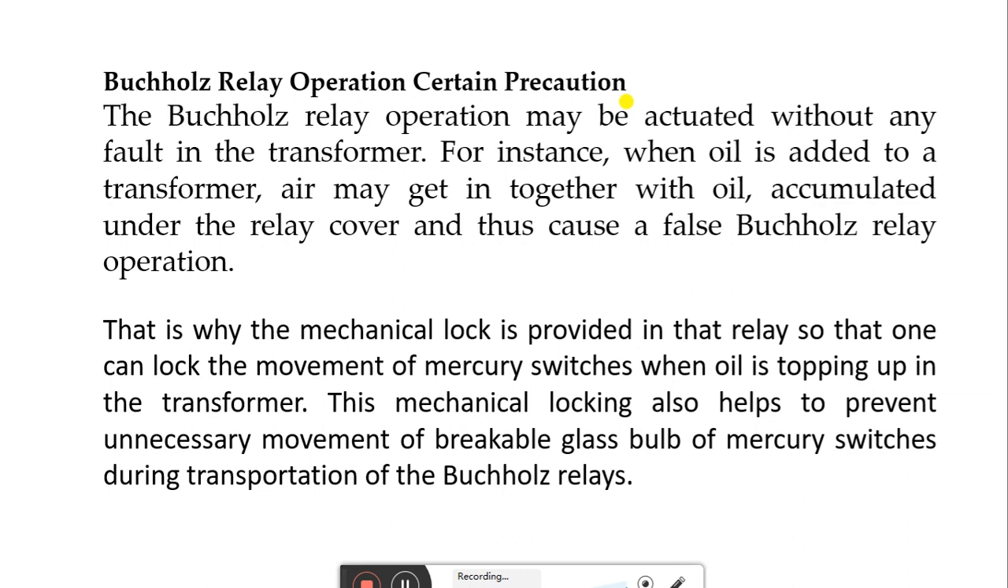So this is also helpful during the transportation of the Buchholz relay, as it protects the breakable glass bulbs of the mercury switches. So this is about the operation and function of the Buchholz relay, how it functions, and its application. This Buchholz relay is mainly used in transformers, and it is also called the gas actuated relay.